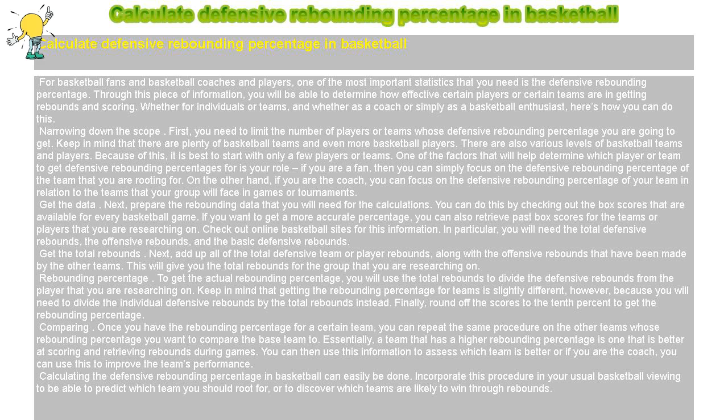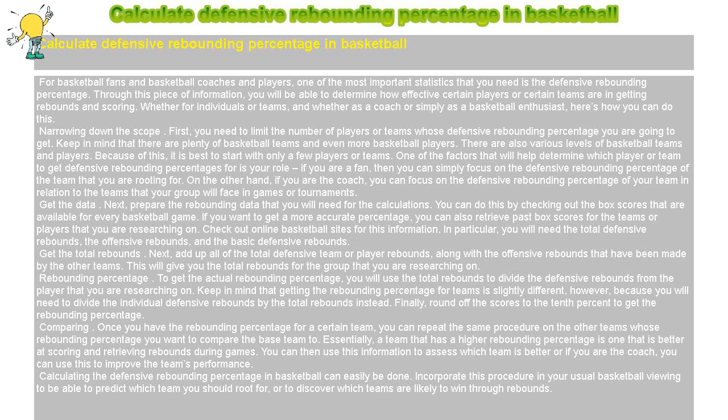In particular, you will need the total defensive rebounds, the offensive rebounds, and the basic defensive rebounds. Get the total rebounds. Next, add up all of the total defensive team or player rebounds, along with the offensive rebounds that have been made by the other teams. This will give you the total rebounds for the group that you are researching on.